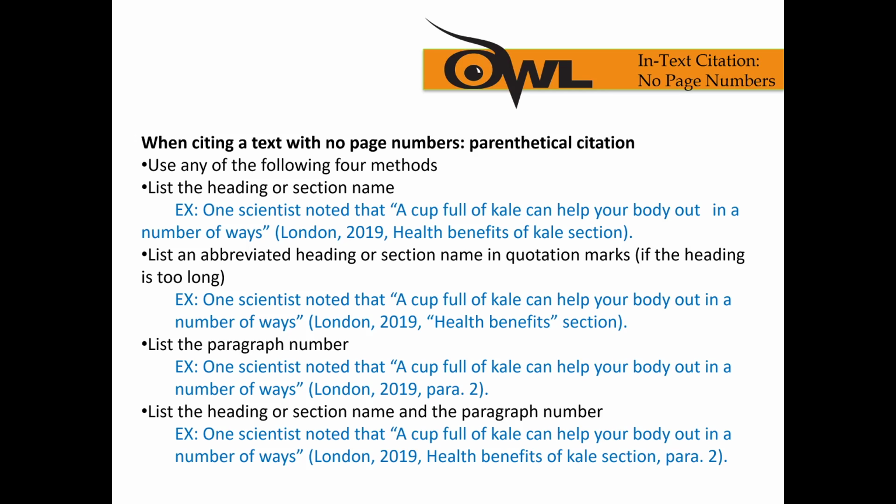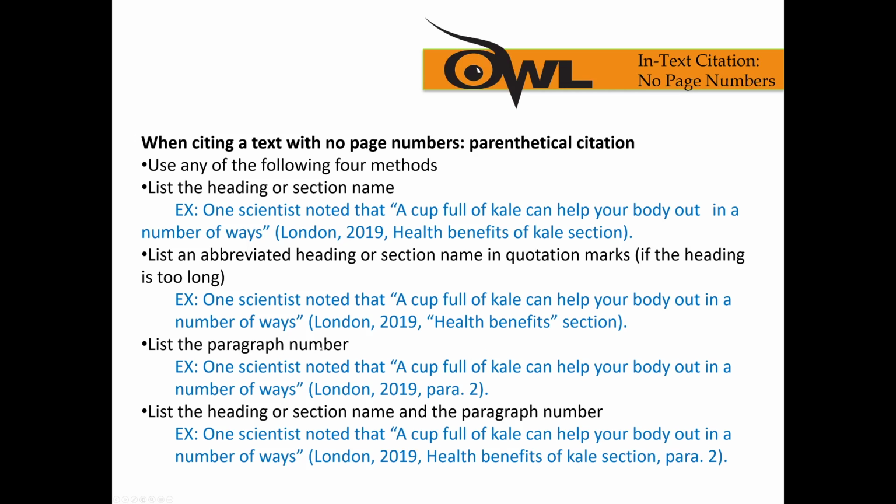All right. If your text does not have page numbers, then you might have headings or section names instead, and that would be an option that you can use. So instead of saying page 5, you can say health benefits of kale section. That works. Or if it requires abbreviation, you can list an abbreviated heading or section name in quotation marks if it's too long. So for example, if the section title is "A cup of kale can help your body out in a number of ways," then just call it health benefits. Give it a shorter name.